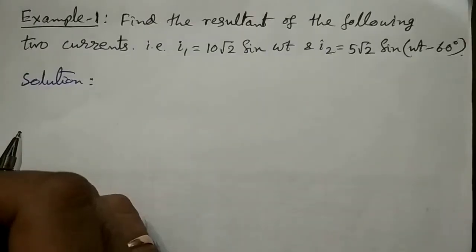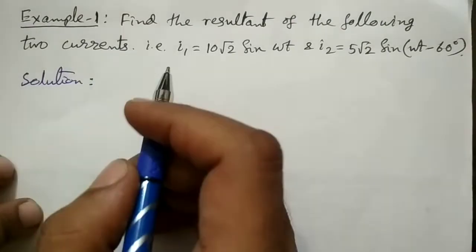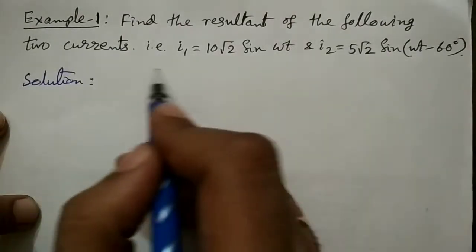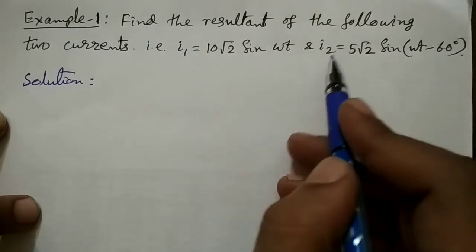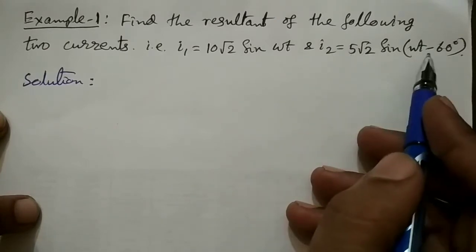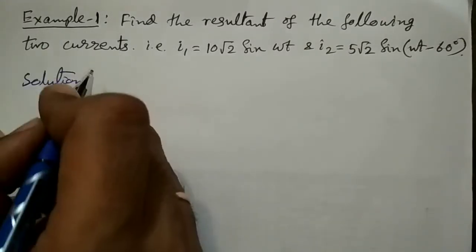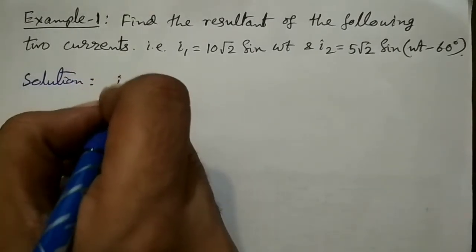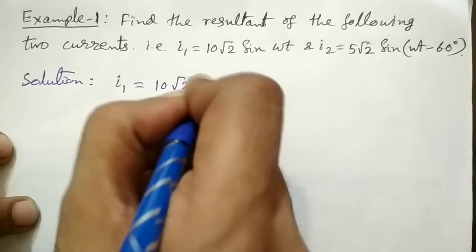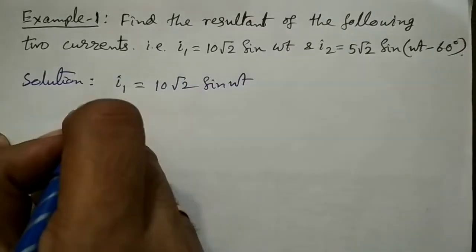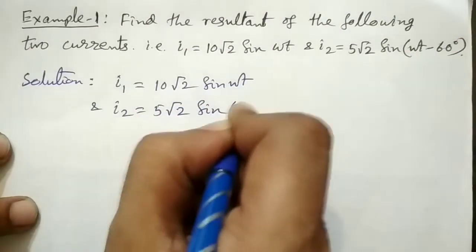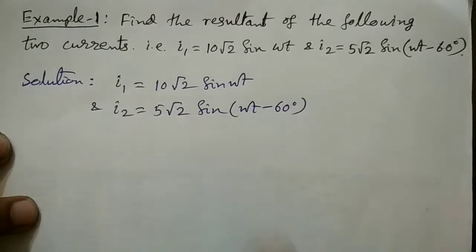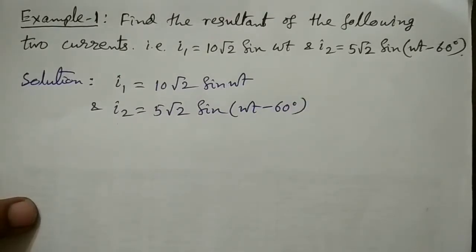Let's have some examples. In the first example, find the resultant of the following two currents. I1 is equal to 10 root 2 sin omega t and I2 is equal to 5 root 2 sin omega t minus 60 degrees. You have to find their resultant. Here we will use the second method, that is the trigonometrical identities.